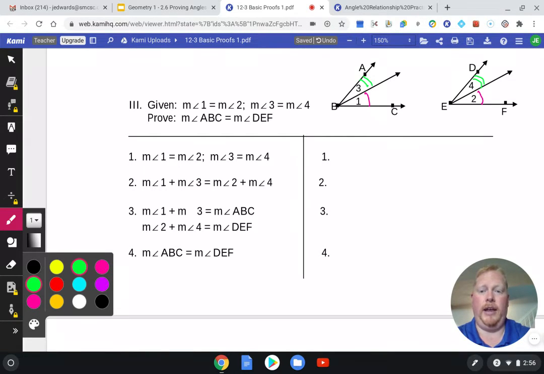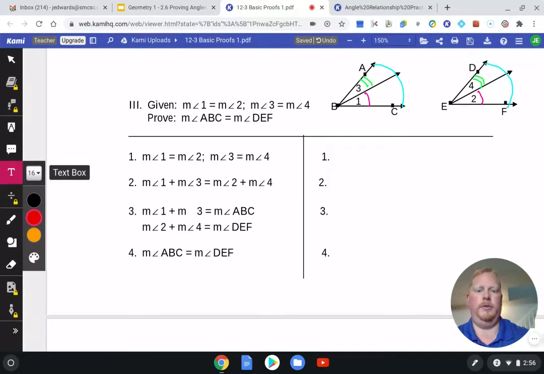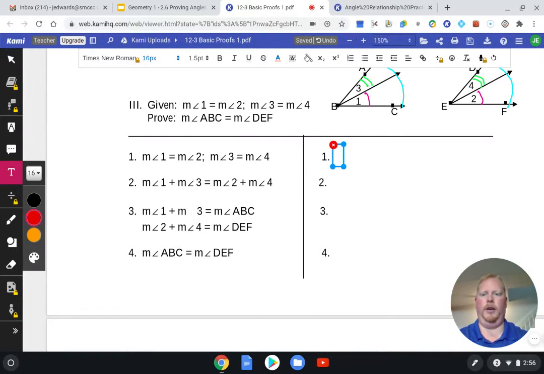What we're trying to do now is prove that angle ABC is congruent to angle DEF. So what they're trying to get us to prove is that this whole big angle is the same as this whole big angle over here. They've gone ahead and given us the steps. All we have to do is provide reasoning for how we know that's true. So step 1: angle 1 is the same as angle 2, angle 3 is the same as angle 4. How do we know that? That was given to us. So we just put given.